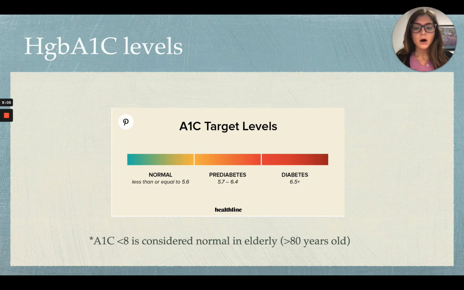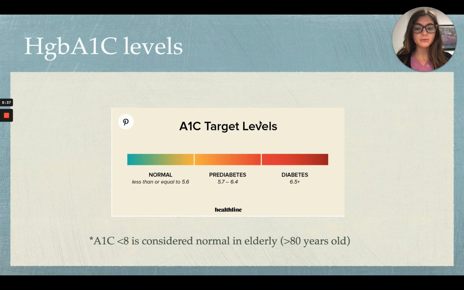Now, these are our A1C target levels, and the A1C basically tells us the average blood glucose levels over about a 3-month time period. So when we look at the A1C levels, it gives us an idea of what the average glucose levels an individual has had over the past 3 months or so. In someone without diabetes, impaired glucose metabolism, or prediabetes, normal A1C levels are going to be about 5.6.